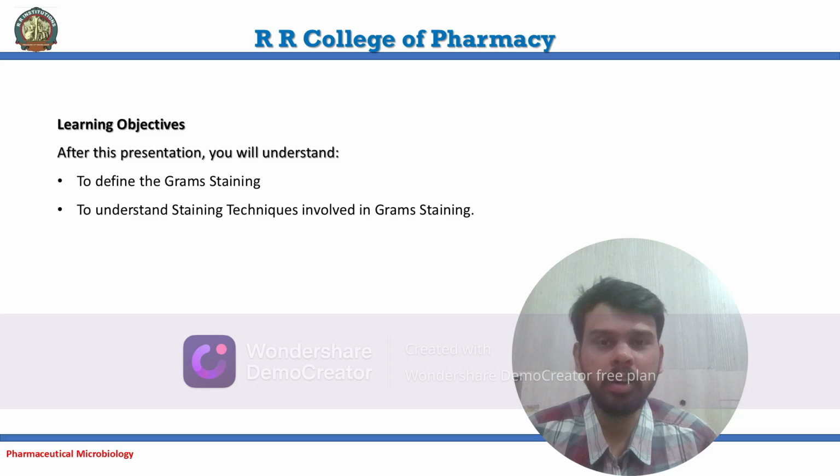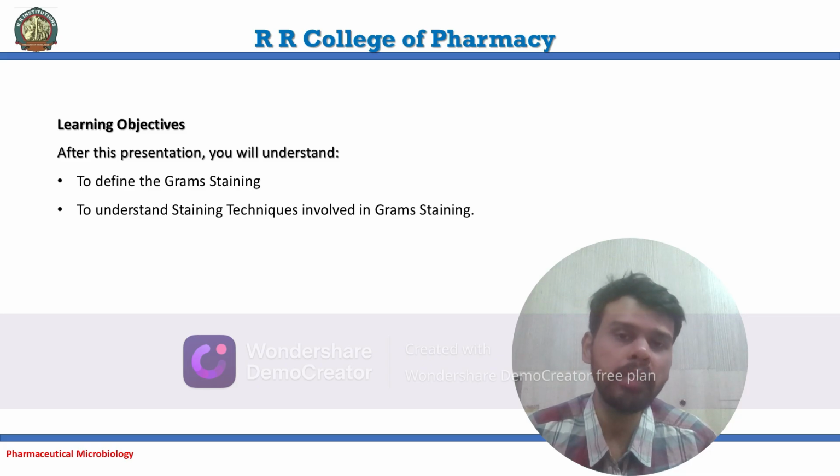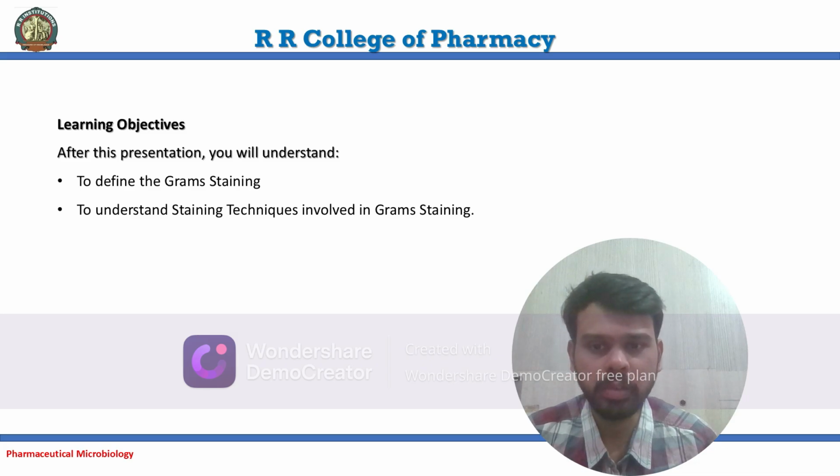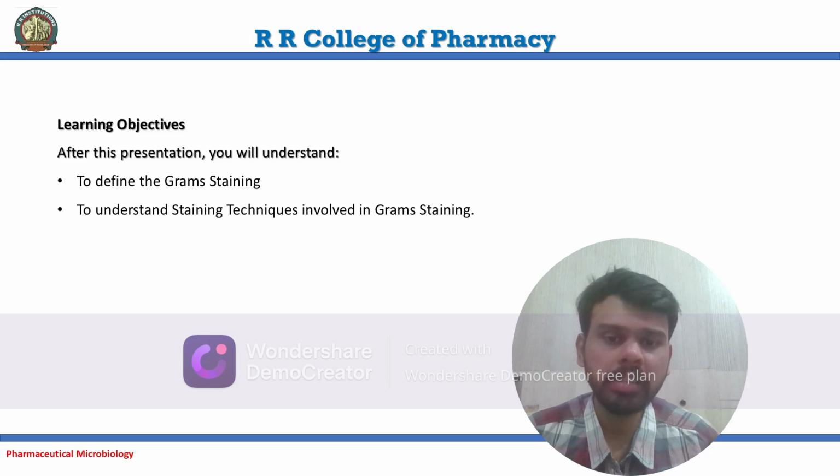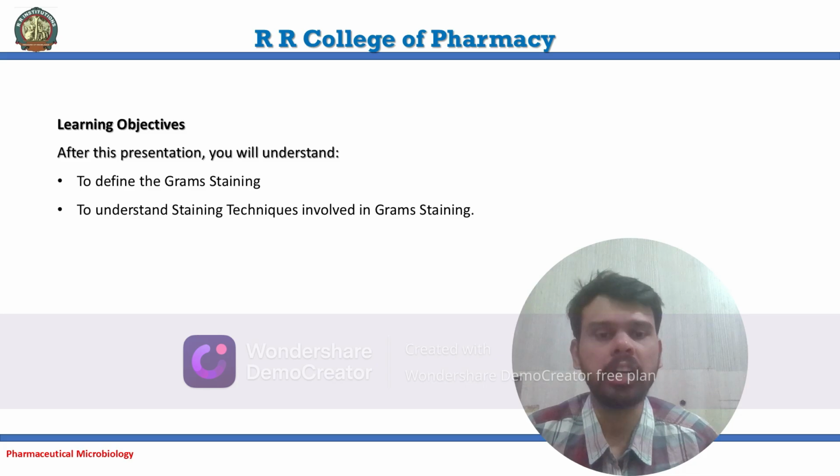After completion of this presentation, the student will be able to learn these objectives: defining Gram staining, the purpose of Gram staining, and after that the student will be able to understand the staining technique. That means the student will be able to understand the significance, purpose, and what all the stains involved in Gram staining are. Okay.